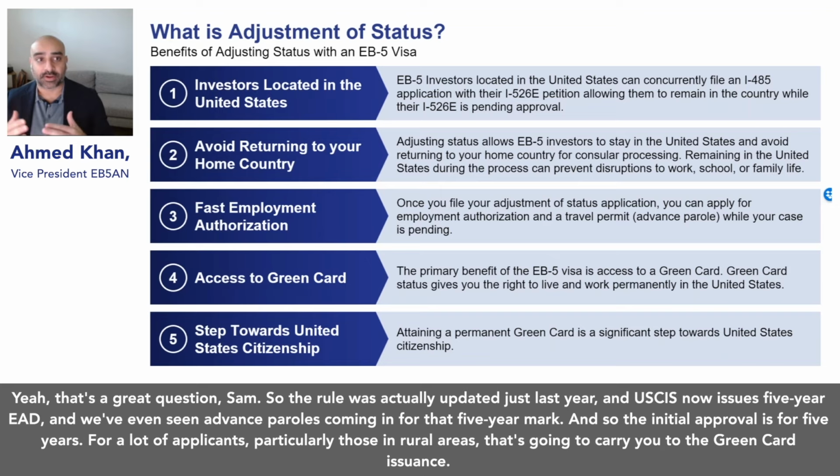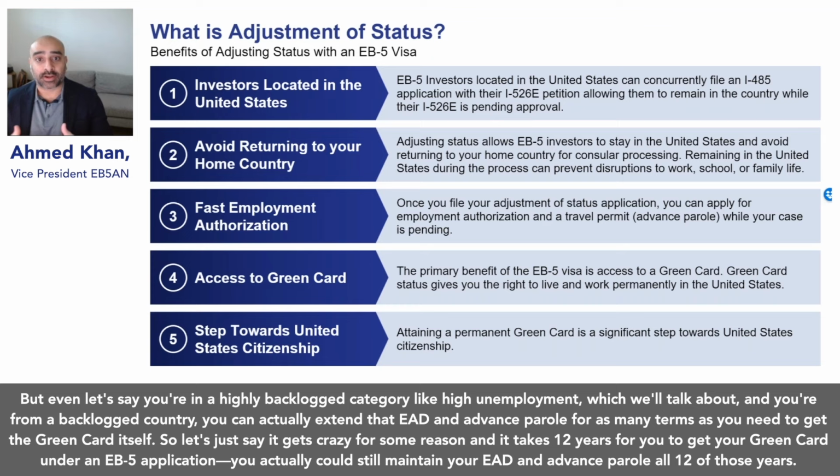Yeah, that's a great question, Sam. So the rule was actually updated just last year, and USCIS now issues 5-year EADs, and we've even seen advanced paroles coming in for that 5-year mark. And so the initial approval is for 5 years. For a lot of applicants, particularly those in rural areas, that's going to carry you to the green card issuance. But even let's say you're in a highly backlogged category like high unemployment, which we'll talk about, and you're from a backlogged country, you can actually extend that EAD and advanced parole for as many terms as you need to get the green card itself.